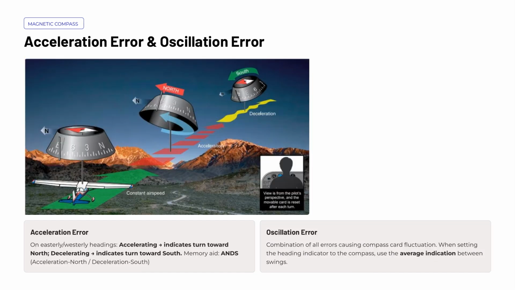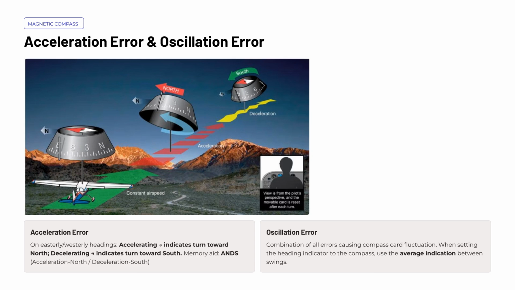Two additional errors pilots must understand are acceleration error and oscillation error. Acceleration error occurs specifically on easterly and westerly headings. When you accelerate on these headings, the compass will falsely indicate a turn toward north. When you decelerate, it will falsely indicate a turn toward south. A simple memory aid to remember this is A and S, acceleration north, deceleration south. This error does not occur on northerly or southerly headings, only when you are tracking east or west.